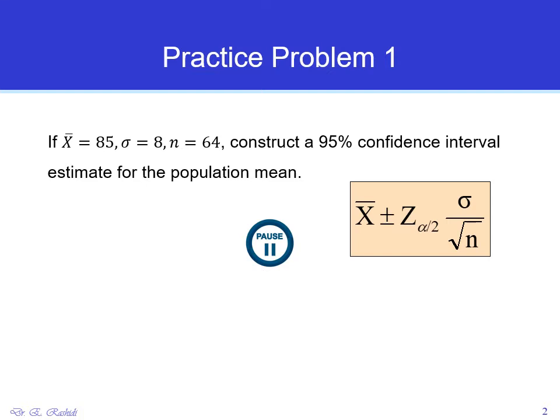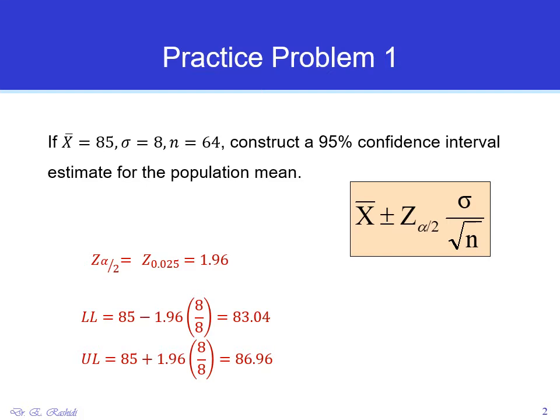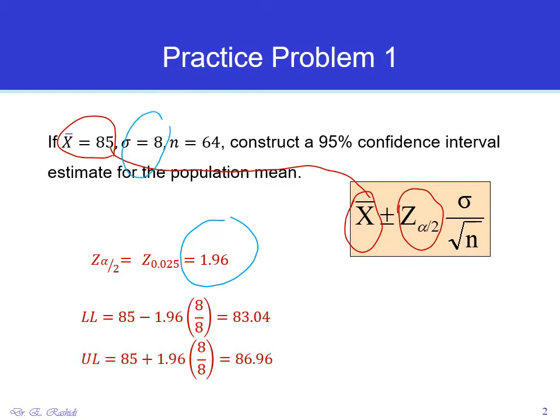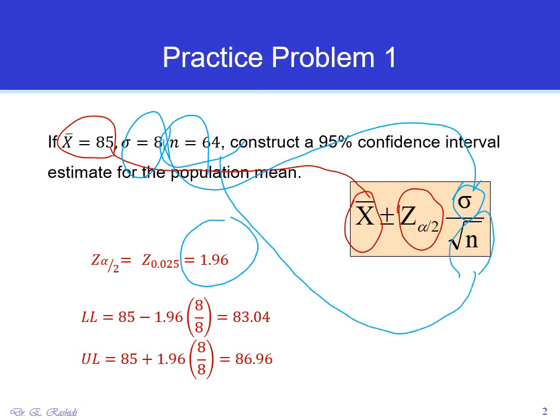All right, so let's see the solution. The only thing that we need to do is plug in all the information that we have. So we're going to plug in X bar here, and then we have to compute Z of alpha over 2, the critical value, and we already found it from the table if you remember, that's 1.96. We also have sigma here, so we're going to plug it in here. And n is also 64, we're going to plug it here. And then we can compute the lower limit and upper limit.